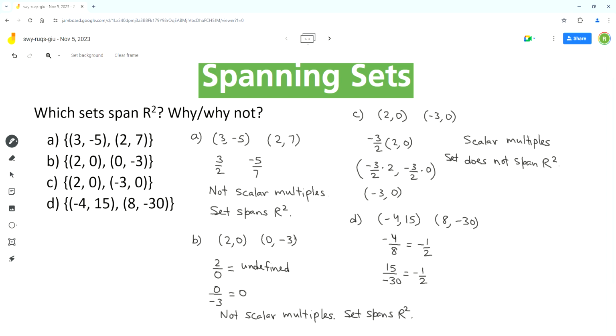So we got the same result. That means these vectors in this set are scalar multiples of each other, so this set does not span R squared. This should be the final answer for part D. These are the steps you have to keep in mind to solve a problem like this one.